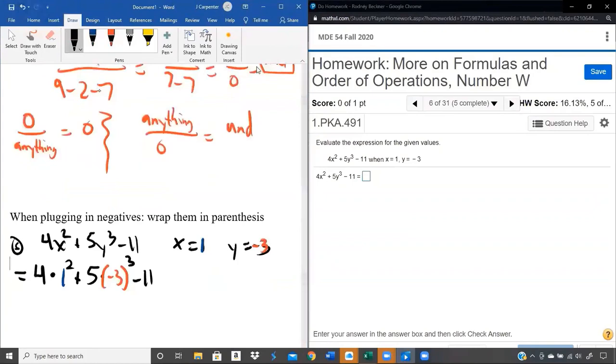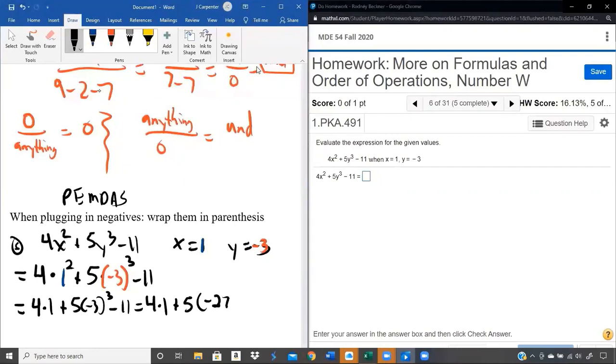Now, here's what some people will do. They'll say 4 times 1 is 4, 5 times negative 3 is negative 15. Then they'll square and cube those numbers, and that's wrong, because PEMDAS: exponents come before multiplication. So don't do the 4 times 1, do the 1 squared, which is 1. That's 4 times 1 plus 5 times negative 3 cubed. Again, I could have gone ahead and simplified it, but I'm waiting. So it's 4 times 1 plus 5 times negative 3 times negative 3 is positive 9. Positive 9 times negative 3 is negative 27.